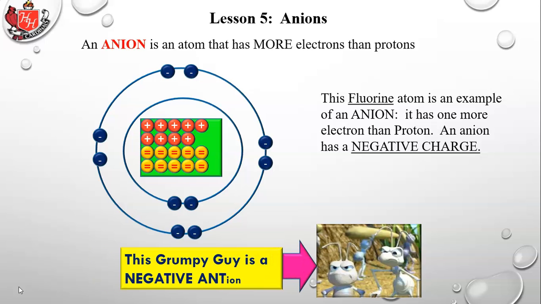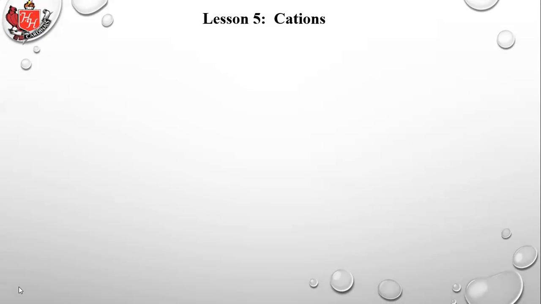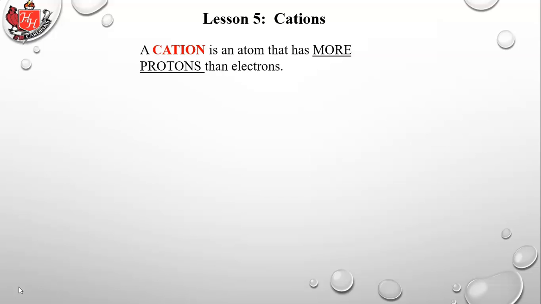So this grumpy guy is a negative anion. That's how you can remember that, negative anion. All right? And that's the definition of anion. A cation is an atom that has more protons than electrons.